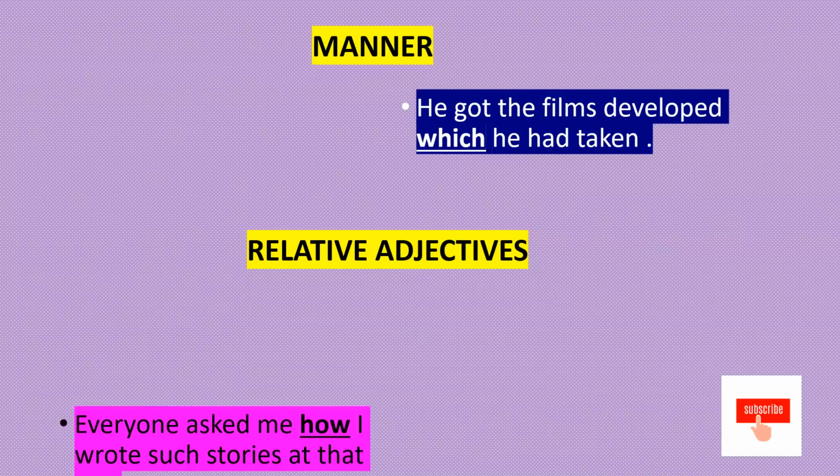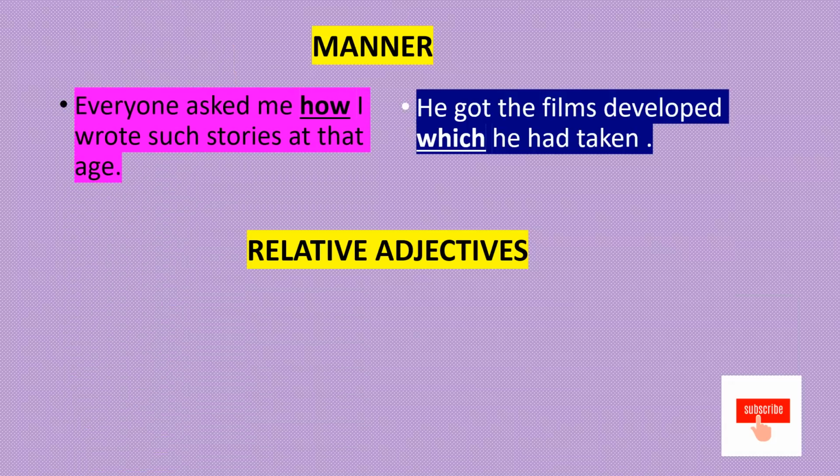Manner. These words or phrases show how something is done. The subordinating conjunction is the additional information explaining how something can be done. First is how: everyone asked me how I wrote such stories at that age, which he got the films developed which he had taken.